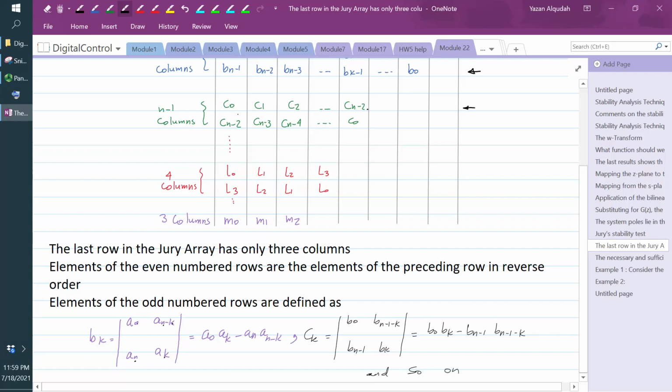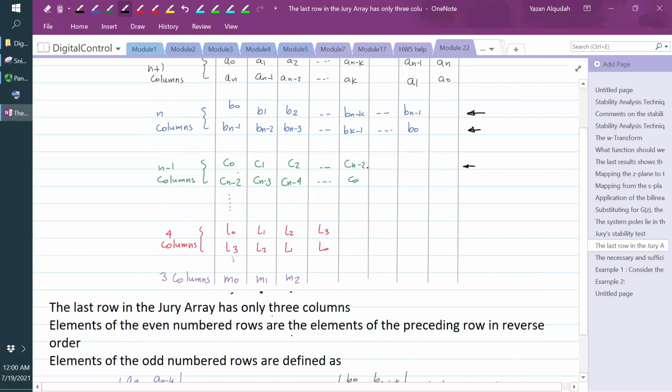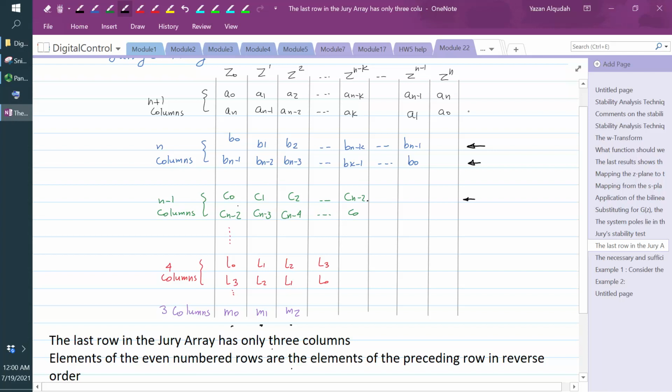Again, the last row in the Jury array will have 3 elements, so we'll stop when we have 3 elements. Elements that are in the even rows are the elements of the preceding row in reverse order. So if I look at the elements here, they're the same as the elements here, just in reverse order. Elements in this row are the same as this one, just in reverse order. Elements here are the same as the row above it, in reverse order, and so on and so forth.